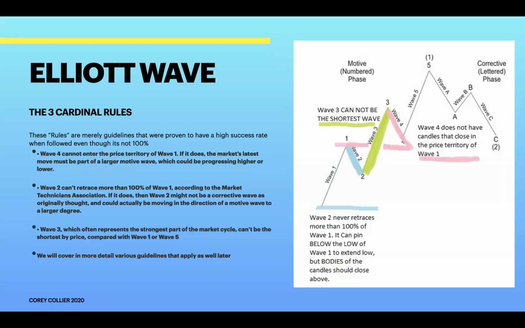So the first cardinal rule says that wave 4 cannot enter the price territory of wave 1. If it does, the market's latest move must be part of a larger motive wave, which could be progressing higher or lower.